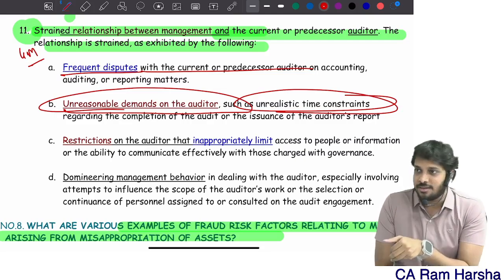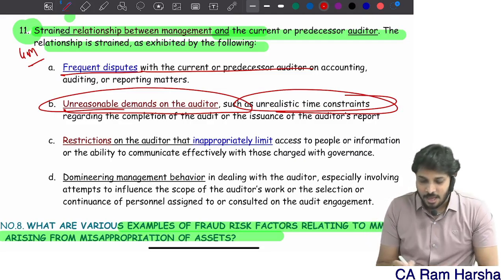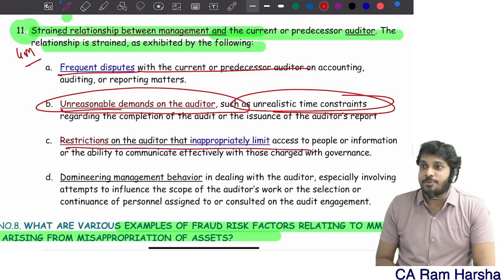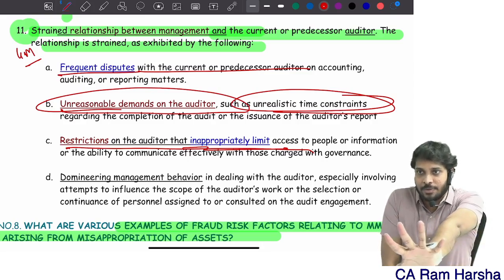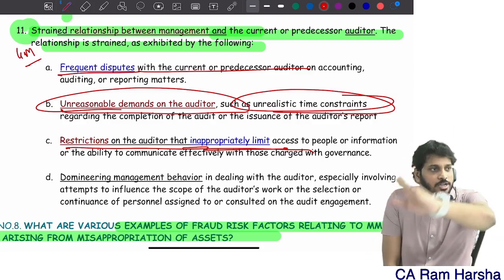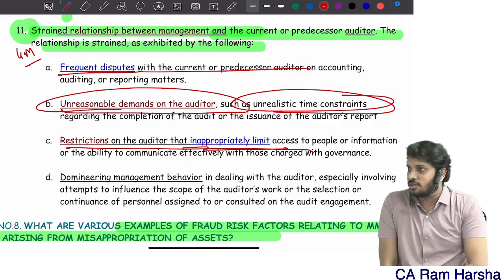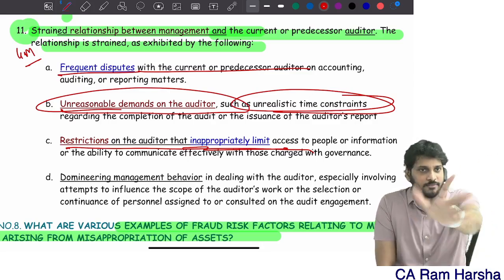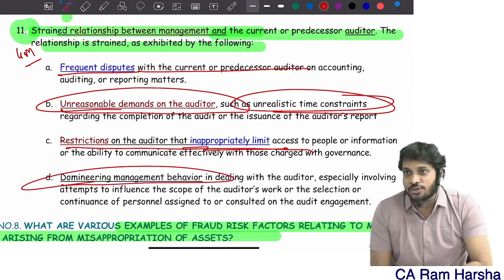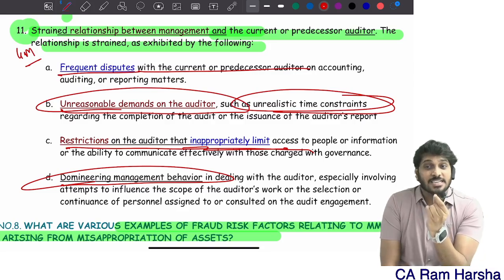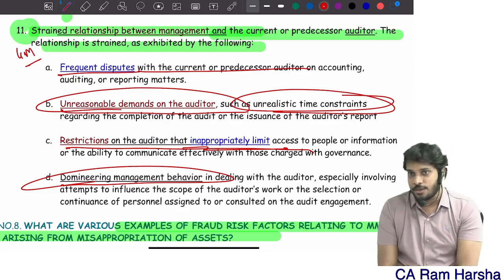Why are you asking? Have you seen this? Restrictions on the auditor that inappropriately limit access to people. Suppose I ask a company, I want to talk to the external lawyer. No sir, they will not talk to you. They are very busy, all that. They will not let you. Domineering behavior. Management is dominating you. These are all various indications that they did something wrong. You're getting it, all of you?